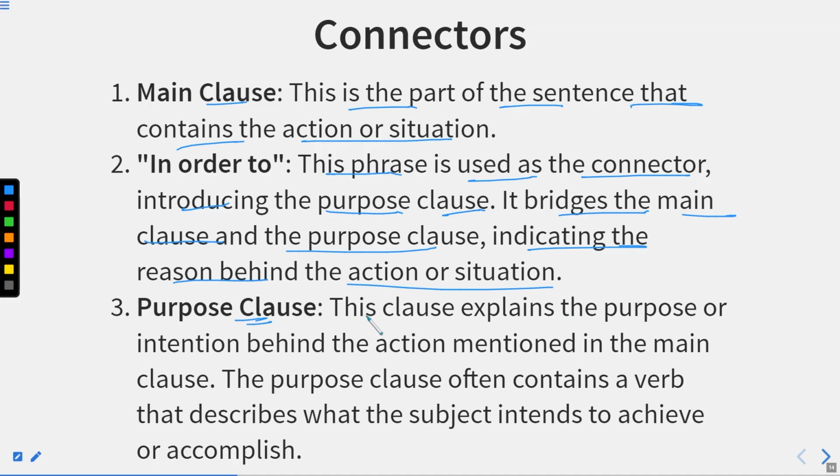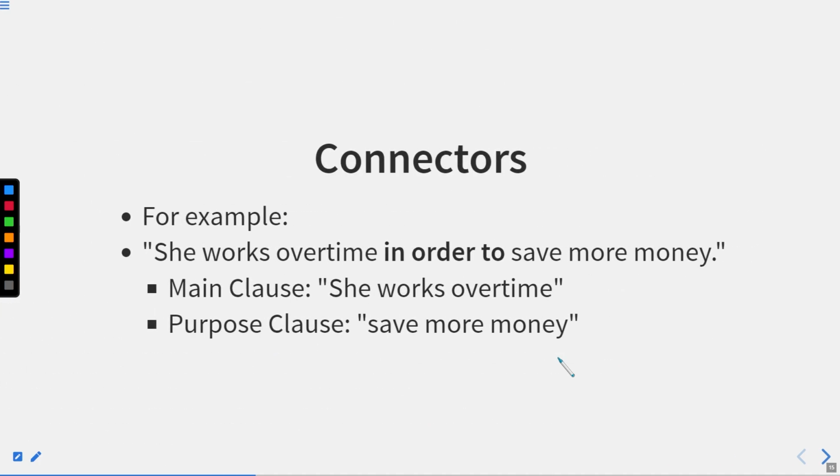Now, what is the purpose clause? This clause explains the purpose or intention behind the action mentioned in the main clause. The purpose clause often contains a verb that describes what the subject intends to achieve or accomplish. Okay, it means in the purpose clause, some reason has been shown for the action that has happened in the main clause. So it shows the purpose behind that particular action that has been mentioned in the main clause.